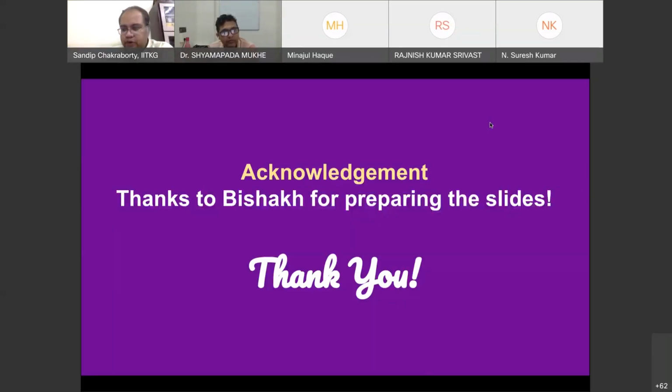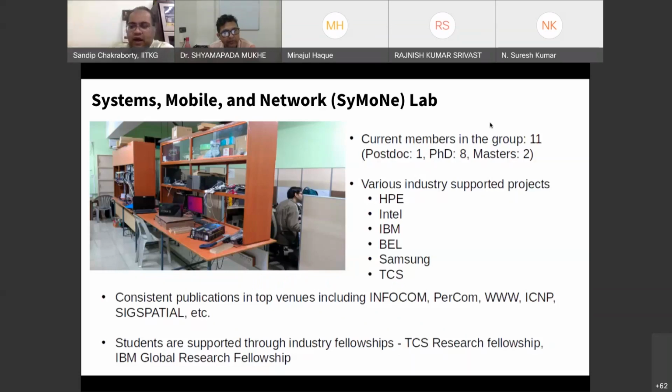Yeah, so I run this research laboratory called the System, Mobile and Network Research Lab at the Department of Computer Science and Engineering at IIT Kharagpur. Currently we have 11 members in the lab, not 11, this slide was actually around 6 months old. Currently we have around 14 members in the group, and 4 have already graduated.